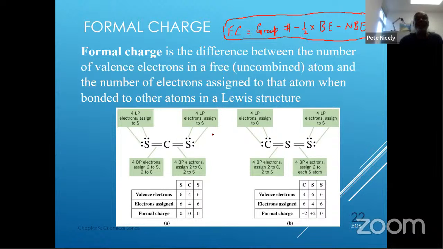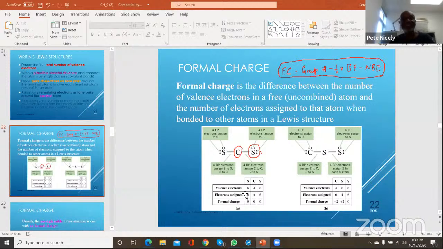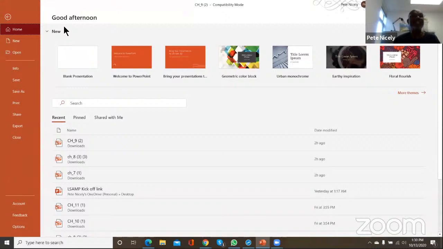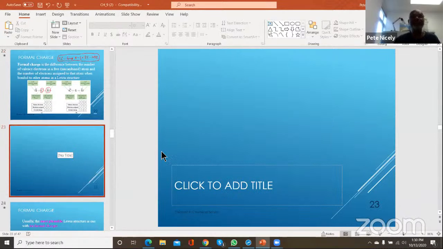So, what I'm going to do, since I have this example right here, I'm going to show you how to use this formula to calculate the formal charge of the sulfur atom here and the formal charge of the carbon atom here, all right? So, okay, let me not try to squeeze this in the space. I'm just going to create another slide. New slide. Okay.